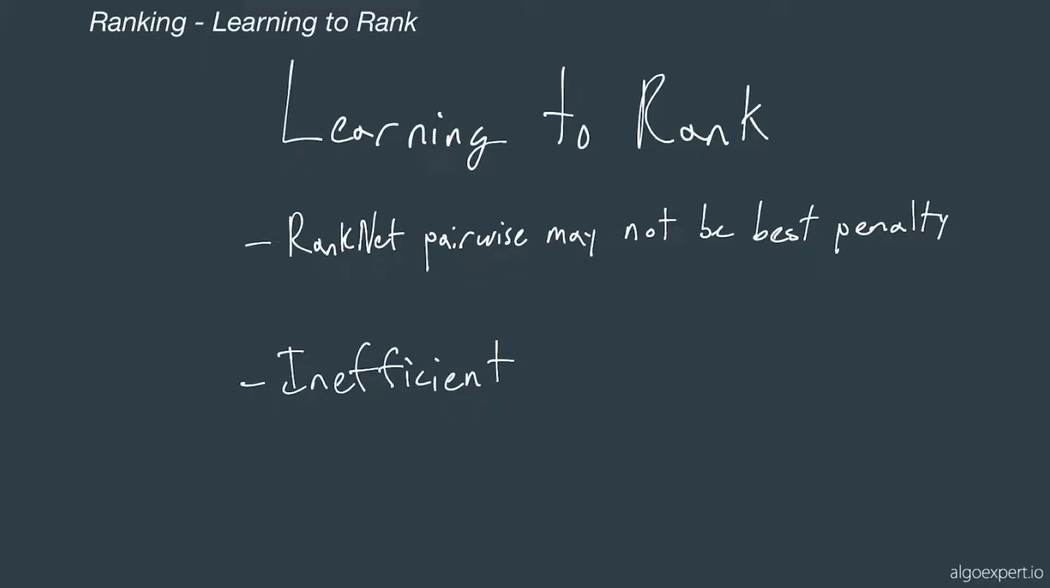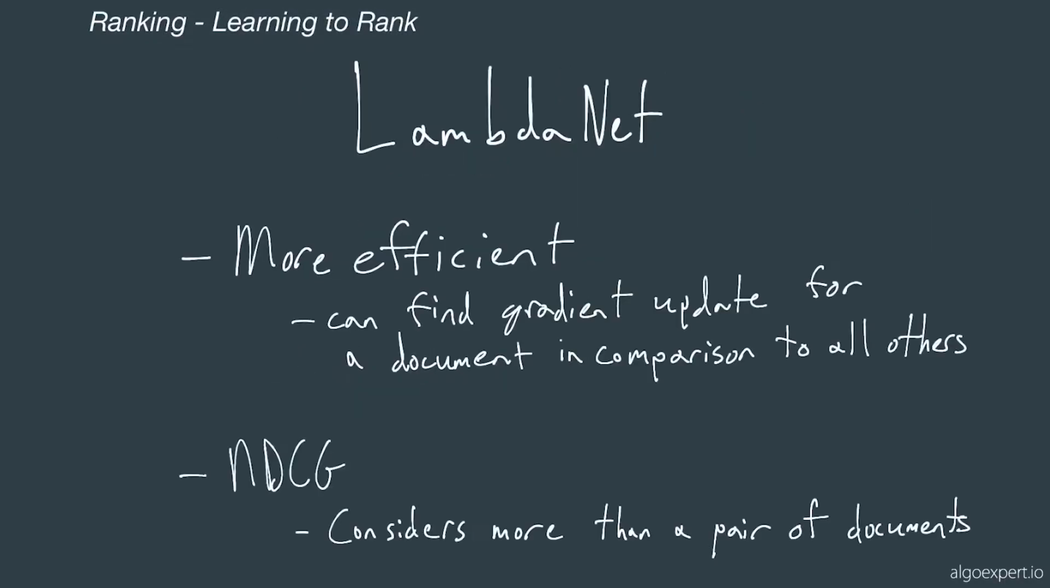So in terms of learning to rank, after RankNet, there came something called LambdaNet. 2 improvements came with that. 1 was that it was more efficient. They factorized the gradient such that they could find the gradient update for a document in comparison to all the others without having to evaluate itself versus every other pair. Next, LambdaNet enabled us to use better metrics such as NDCG for evaluating a particular ranking. Here, normalized discounted cumulative gain considers more than just a pair of documents at a time in a particular ranking. Let's go ahead and see how that works.